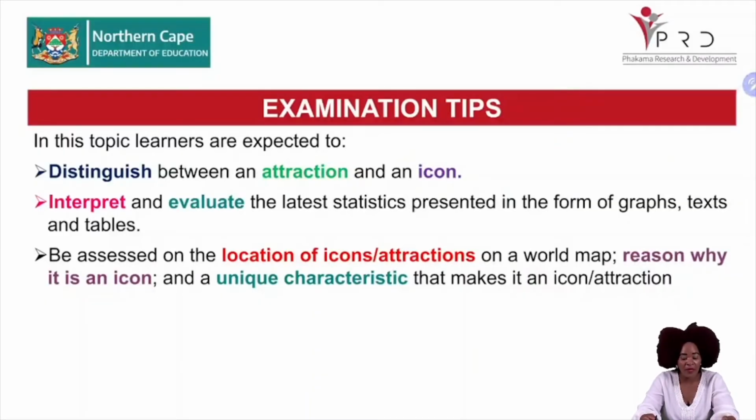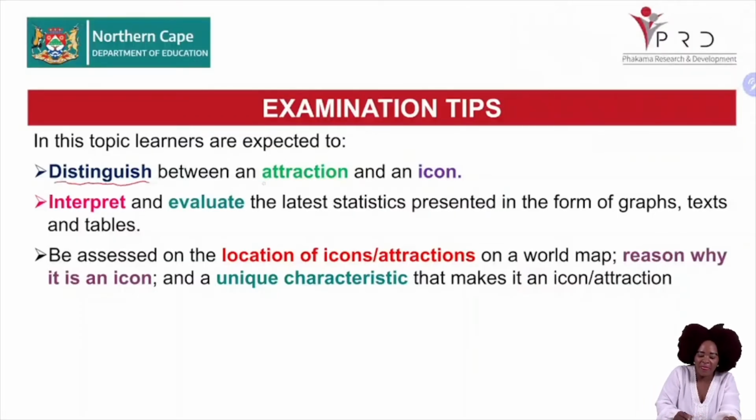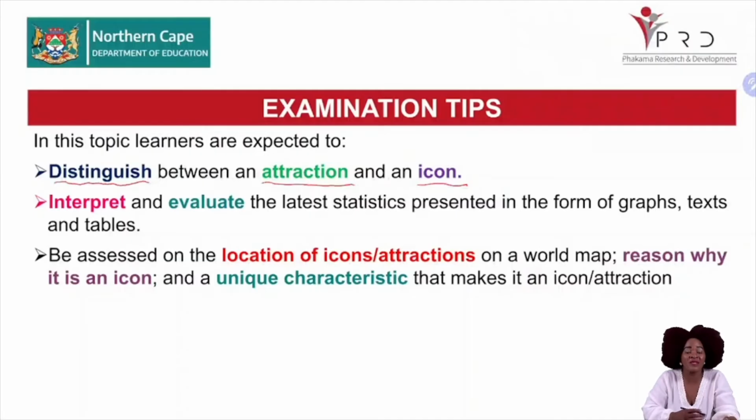In this topic, you are expected to distinguish, if you are looking at that action verb, between an attraction and an icon. I've seen in so many question papers whereby you have to distinguish or differentiate between an attraction and an icon. It's important for you to be able to do that. There is no way you can do this topic, tourist attractions, and the subtopic famous world icons, but you cannot explain what an icon is.